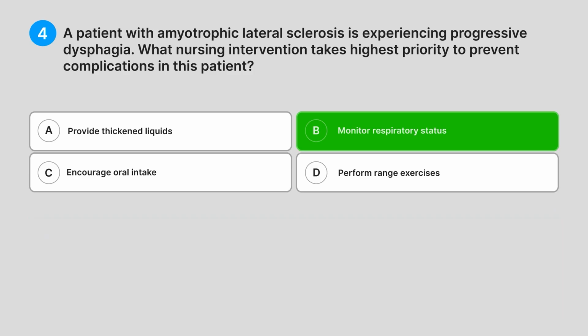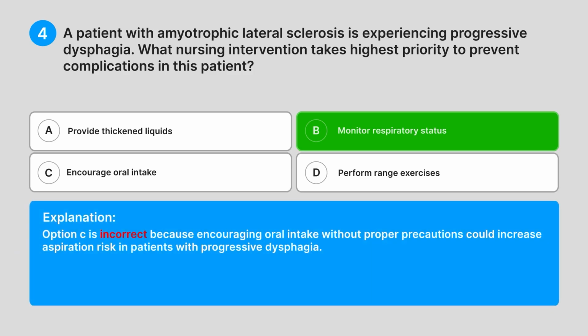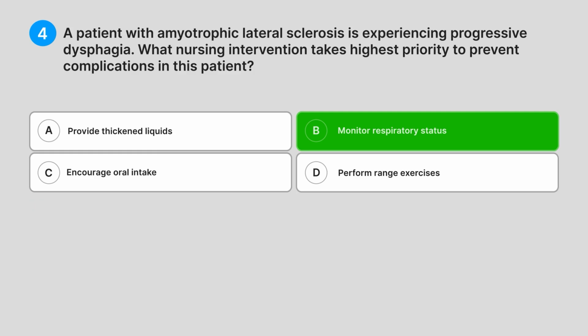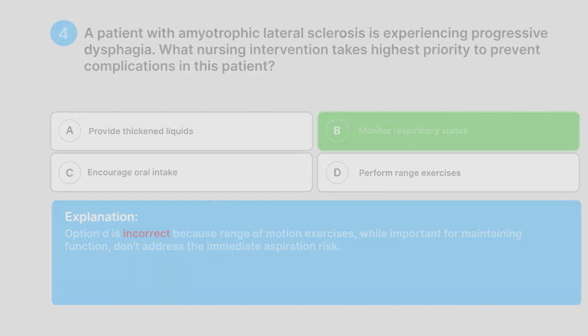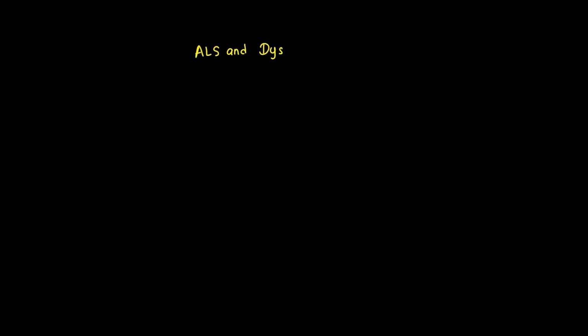of aspiration. Option C is incorrect because encouraging oral intake without proper precautions could increase aspiration risk in patients with progressive dysphagia. Option D is incorrect because range of motion exercises, while important for maintaining function, don't address the immediate aspiration risk. Let's examine why respiratory monitoring takes priority in ALS patients with dysphagia.